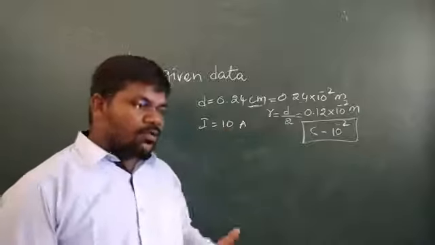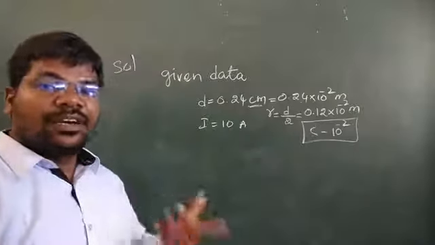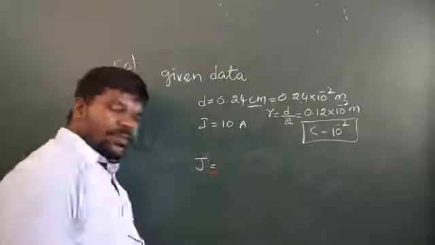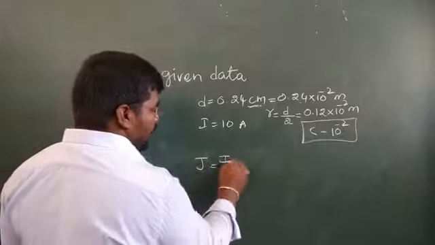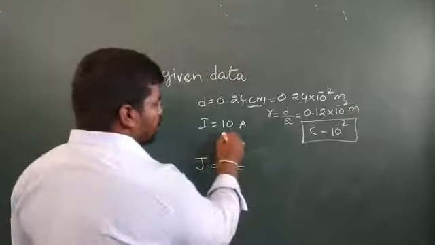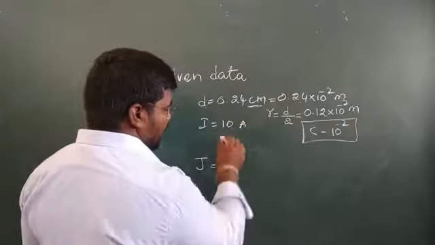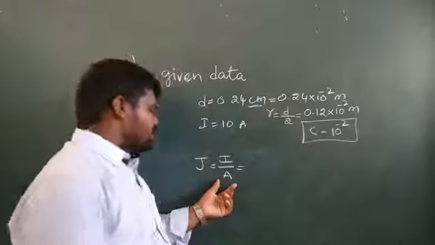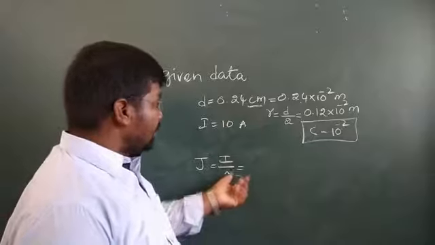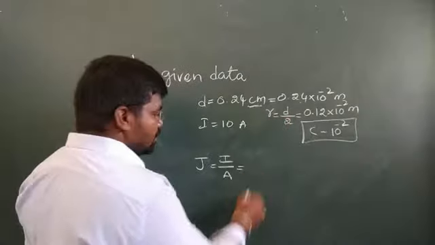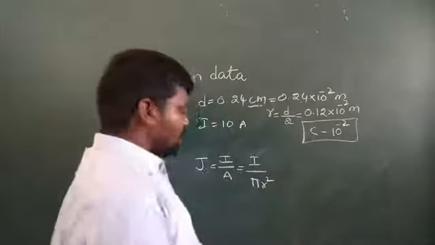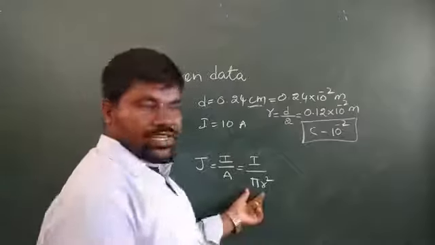So what we have to find is the current density. Current density is denoted J, and J is equal to I divided by A, current divided by area. They gave current I equal to 10, but they didn't give the area, they gave the radius. So what is the formula? I divided by pi r square. Pi value is 3.14.